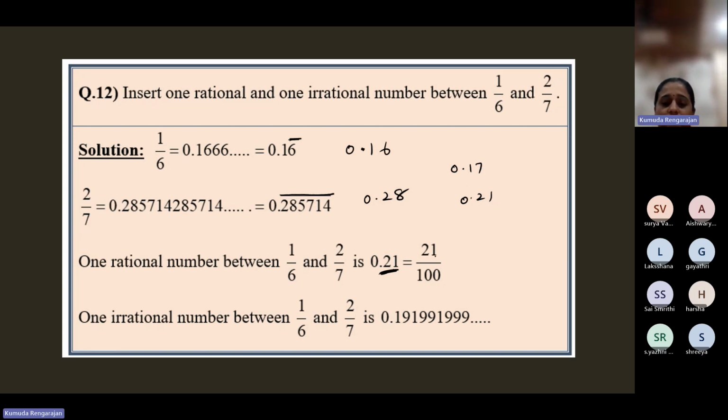So I've just started with 0.19. I wrote 19, 199, 1999, goes on like that.